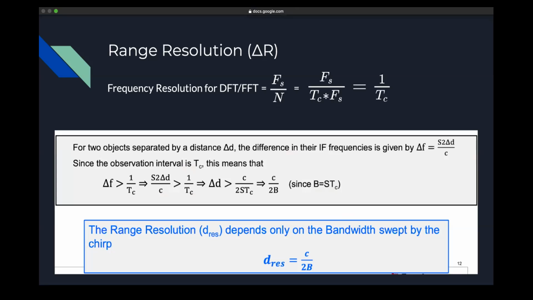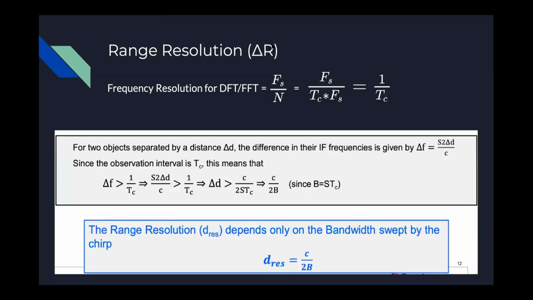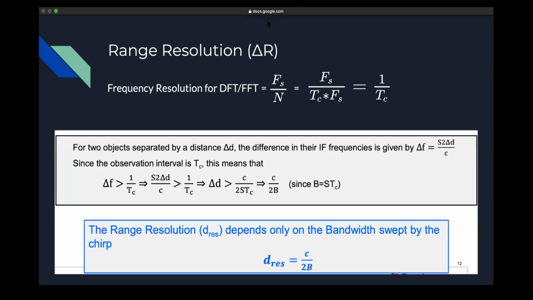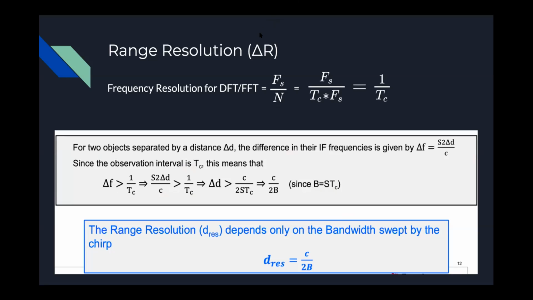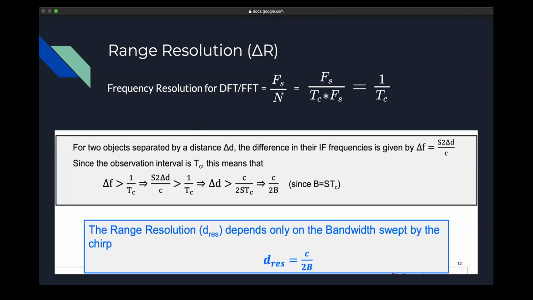Now, talking about the range resolution, we know that the frequency resolution of the DFT or FFT is Fs by N, where Fs is the sampling rate and N is the number of samples. We can write that as 1 by Tc. So by writing delta F greater than 1 by Tc, we can derive the range resolution to be C by 2B. So the resolution will be improved if the bandwidth is high.